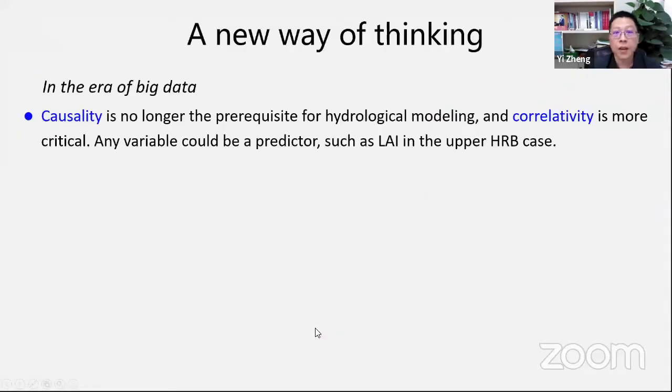Okay. So in summary, for this part, in the era of big data, causality is no longer the prerequisite for hydrological modeling, and correlation is more critical. Any variable could be a predictor, such as the leaf area index in the upper HRB case. Because traditionally LAI is a model output, but in our data-driven case, under the context of big data, we can use LAI as the model input, as a predictor.